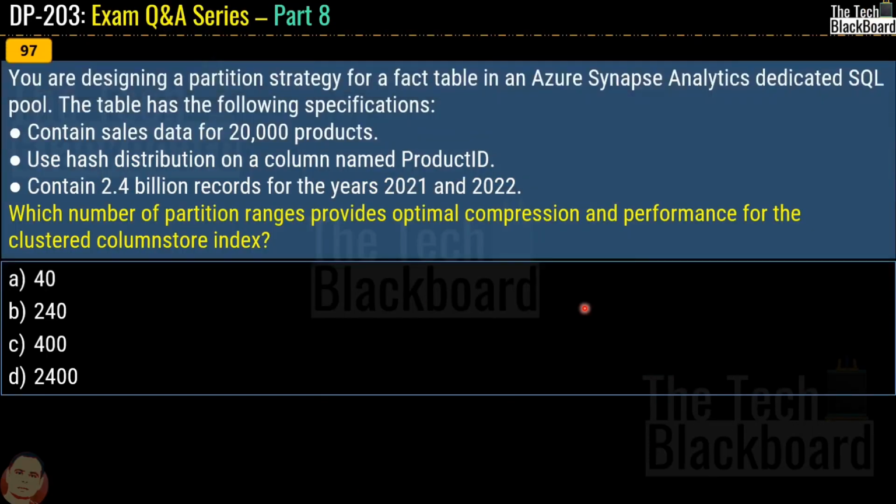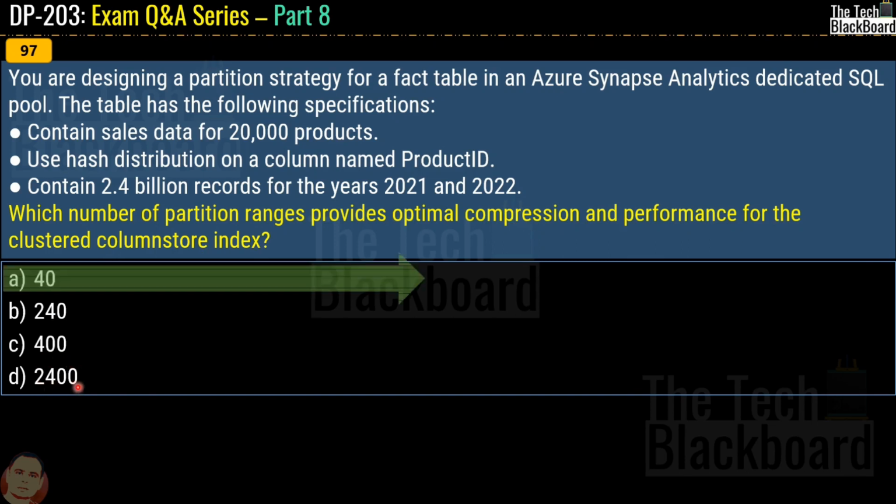Now let's move on with question number 97 that says that you are designing a partition strategy for a fact table in Azure Synapse Analytics dedicated SQL pool. The table has the following specification. The first one is contains sales data for 20,000 products. The second one is use hash distribution on a column named product ID. The third one is contain 2.4 billion records for the years 2021 and 2022. Further, the question says which number of partition ranges provide optimal compression and performance for the clustered column store index. Is it 40, 240, 400 or 2400?